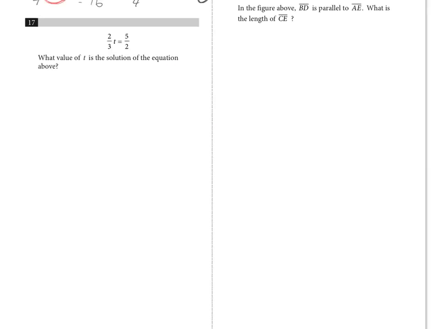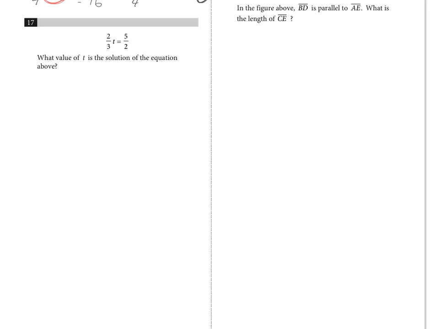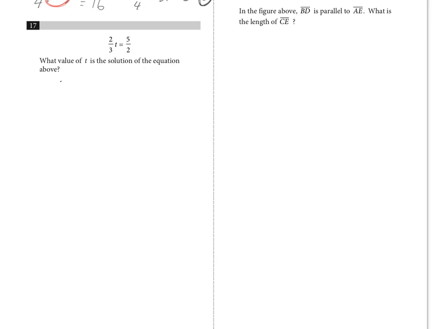Number 17, what value of T is the solution of the equation above? Well, 2/3 T equals 5/2. What you do here is you multiply both sides by 3/2, and that gets rid of it, times 3/2. So T is 15/4, and you would grid that in.